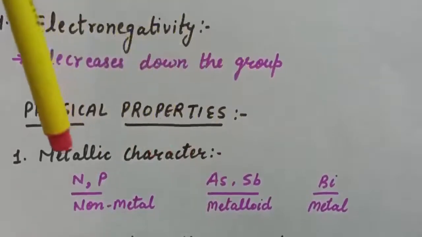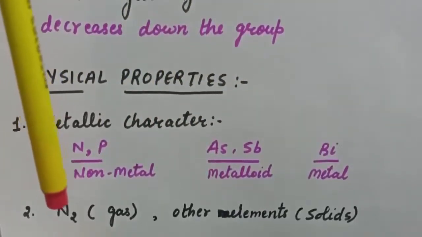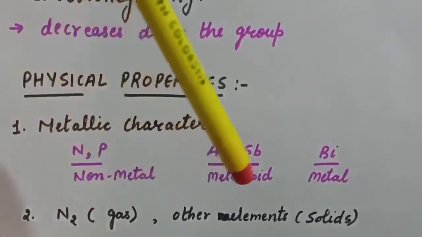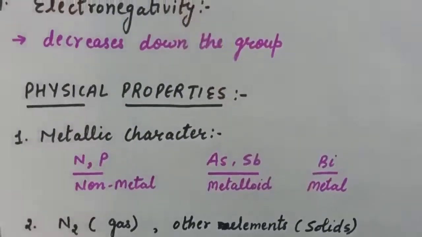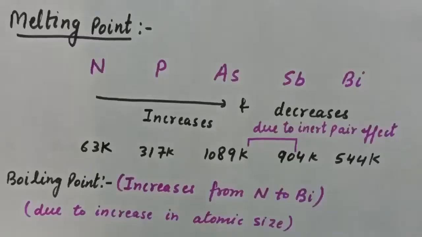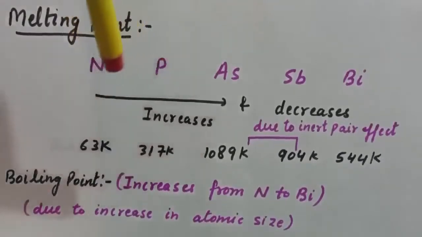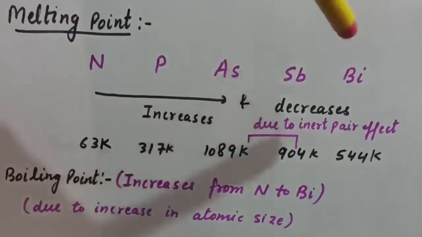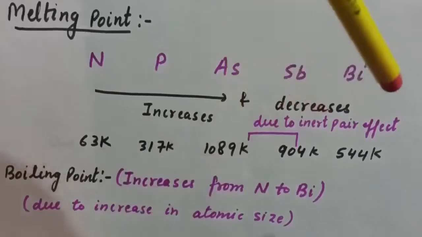Now next is the existence of group 15 elements. Nitrogen exists in the form of gas, whereas the other elements of group 15 exist in the solid form. Now next, the third property is melting point. So when we move in group 15 from nitrogen to arsenic, the melting point increases, but when we move from arsenic to bismuth, the melting point decreases, and the reason is the inert pair effect.